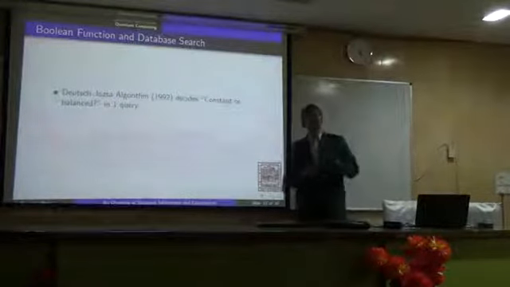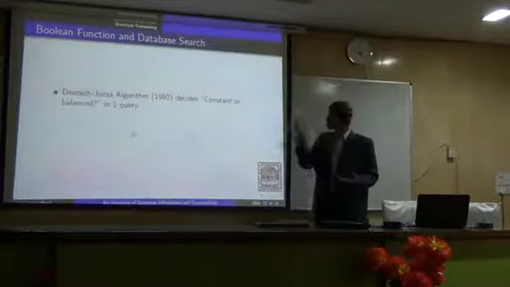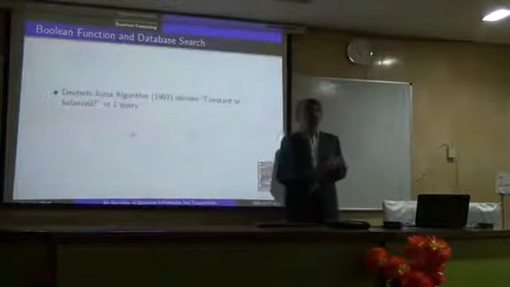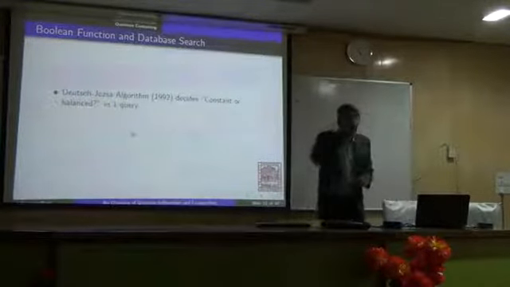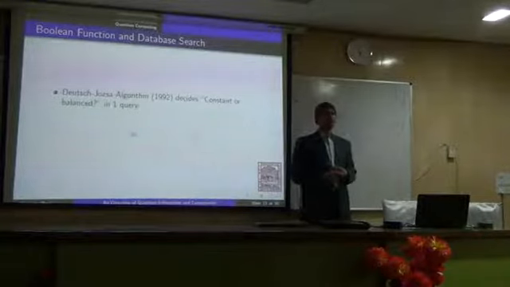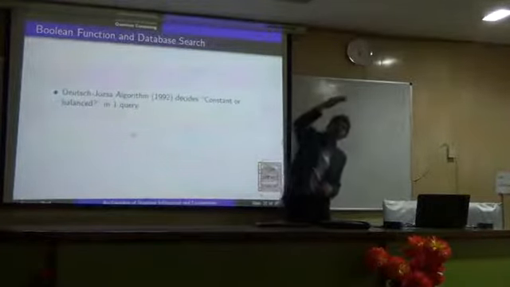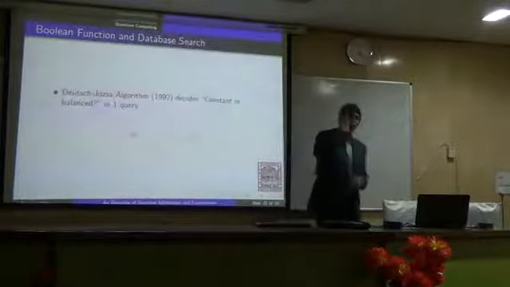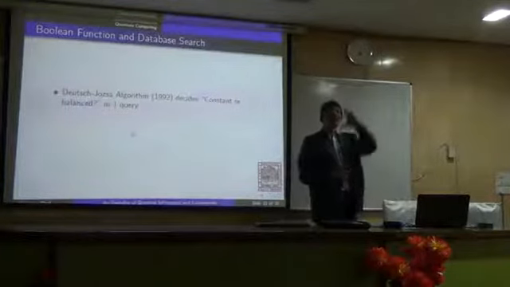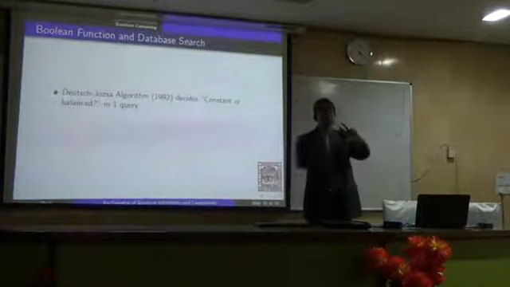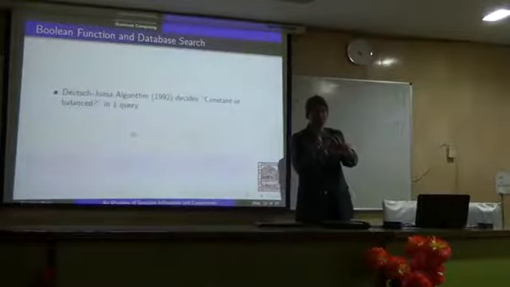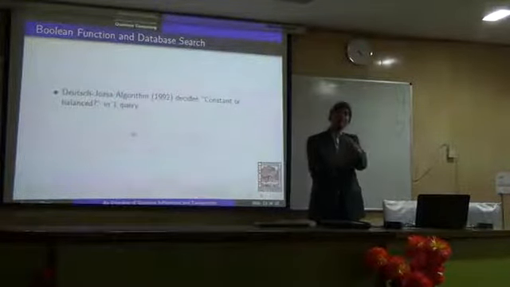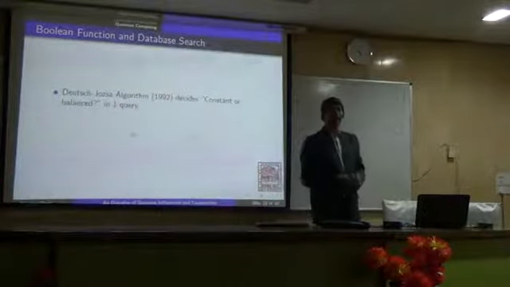Now, by classical means, it is not possible to solve in one query. Why? Because you need to at least scan through half of the truth table. Suppose you have observed 0, 0, 0, 0, 0 up to half of the truth table. You still do not know whether it is balanced or constant because you have not observed the other half. If the other half are also 0, then it is constant. If the other half are all 1, then it is balanced. So you need to check at least half plus 1.